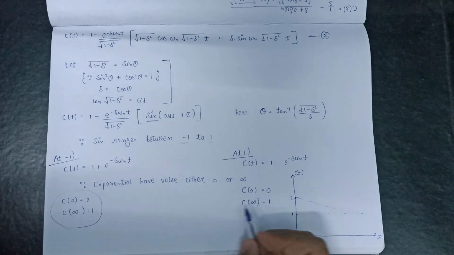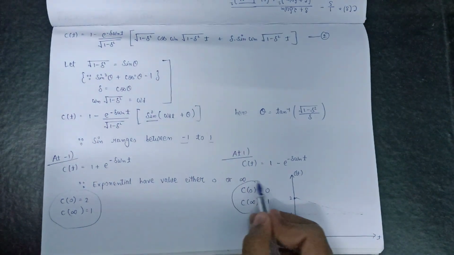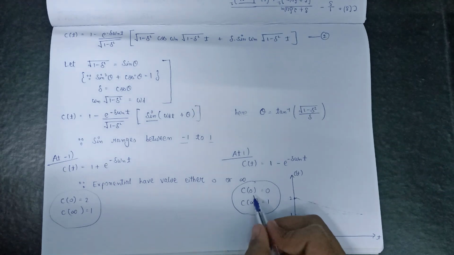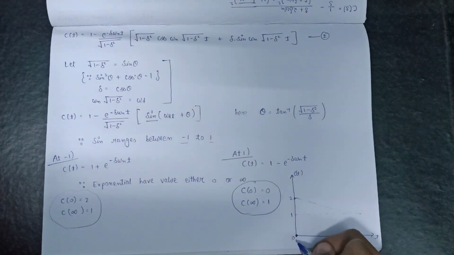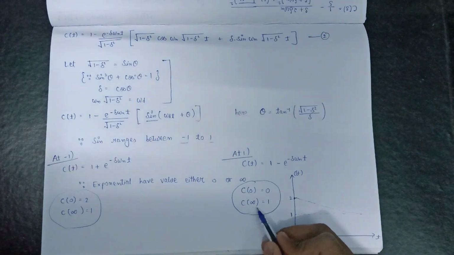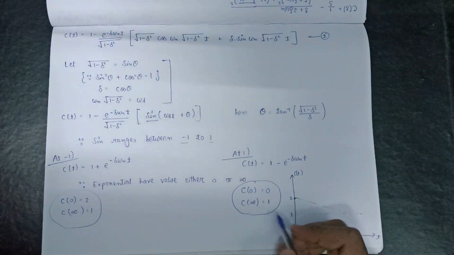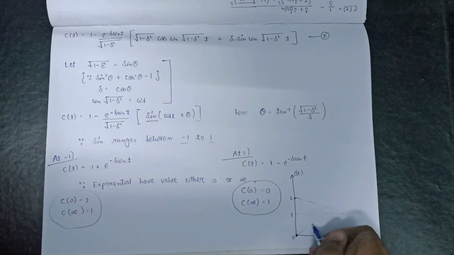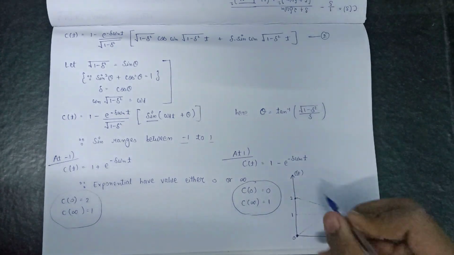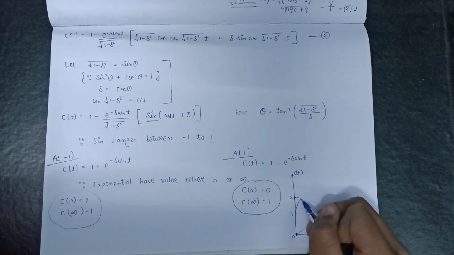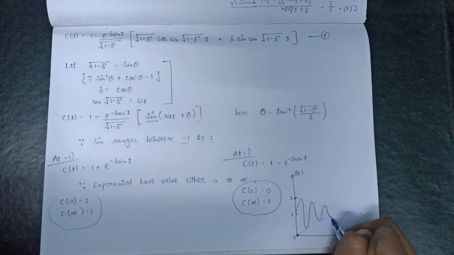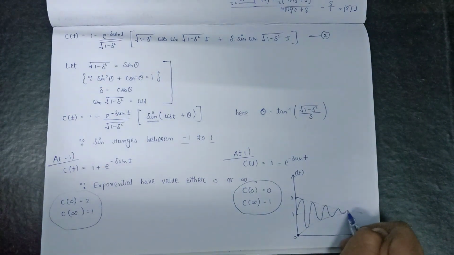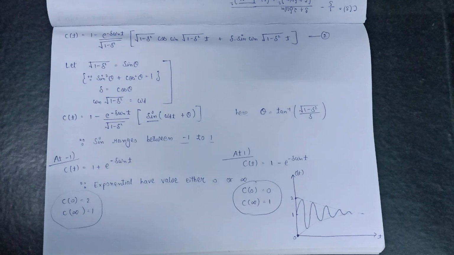And from this we get that at C of 0 its value will start from this point only, that is 0, and at C of infinite its value will tend to 1. That's why its boundary will also be like this. So the curve of the underdamped system will be somewhere between this boundary. So this is all about the time response characteristic of the underdamped system.